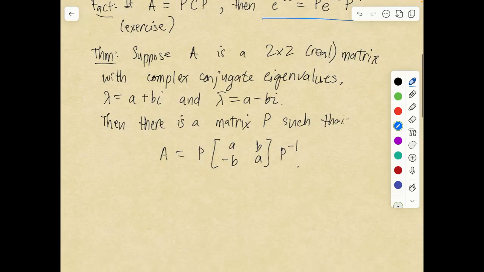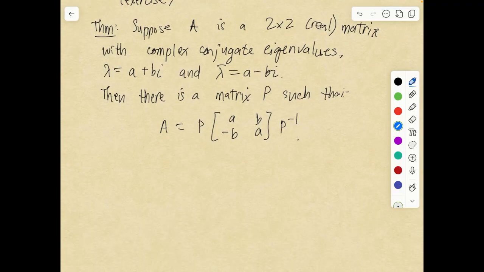And for the theorem here, when you have a 2 by 2 real matrix with complex conjugate eigenvalues, this matrix C turns out to have a nice exponential. So once I prove this theorem, I tell you how to find the P. The A and the B come from the eigenvalues, lambda and lambda bar. It's just the real and imaginary parts of lambda.